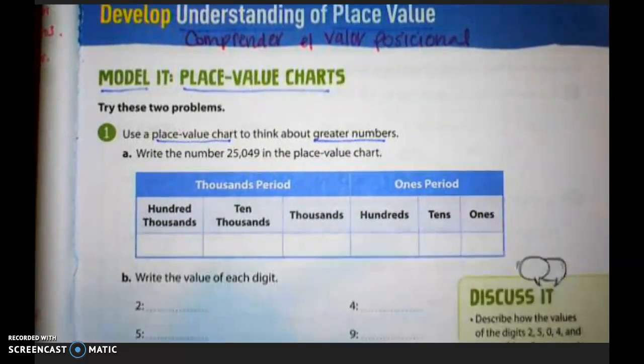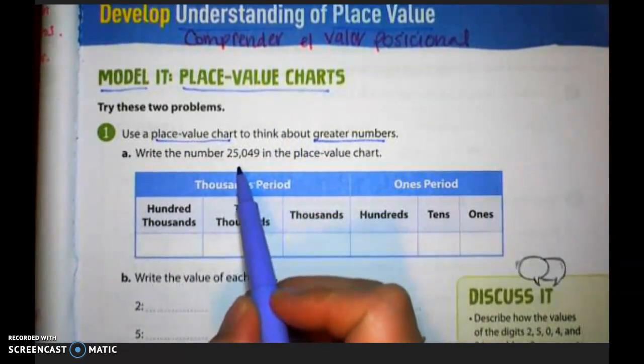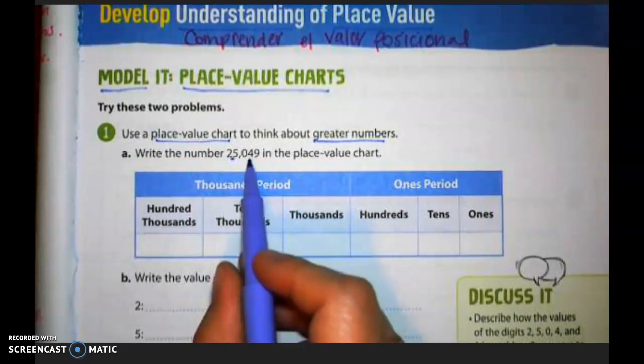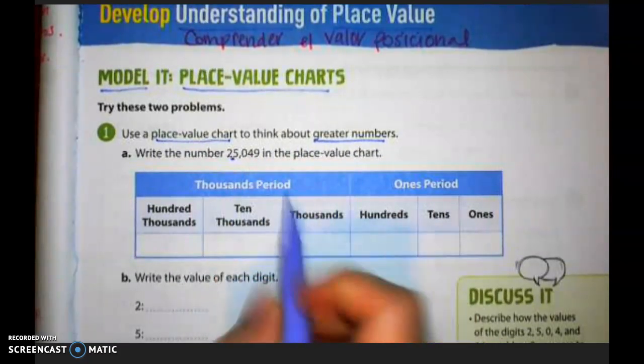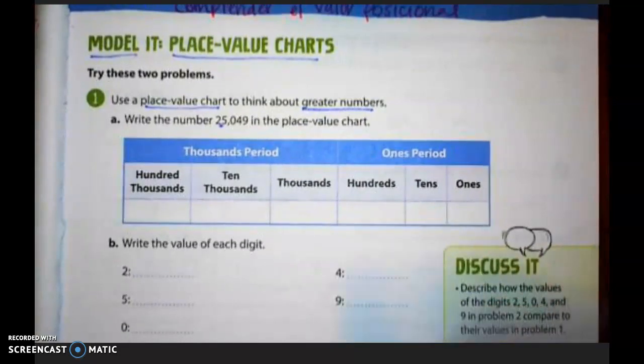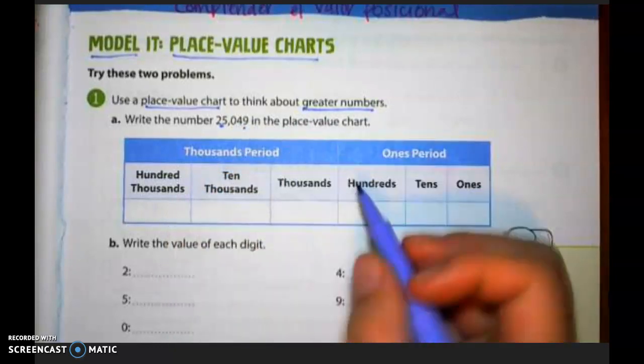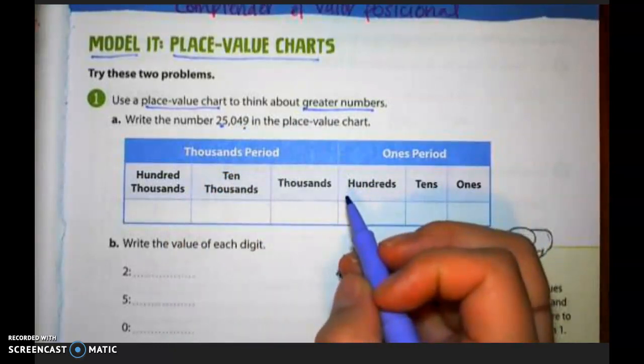Dice, write the number 25,000. So 25, ¿verdad? Después del 25 pongo 1,049 in the place value chart. Okay? So, o si este es el número aquí, if this is the number here, where do I put this 9? Where do I put it? Isaías.